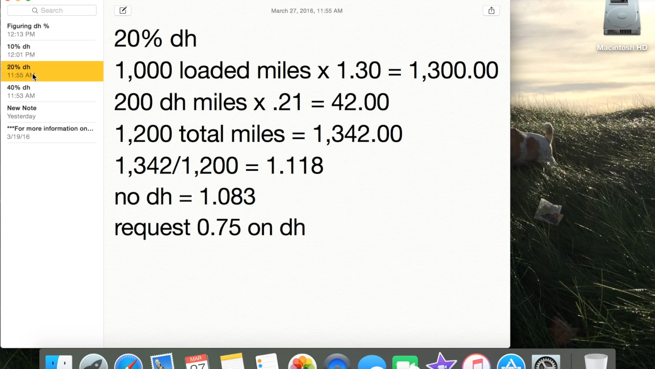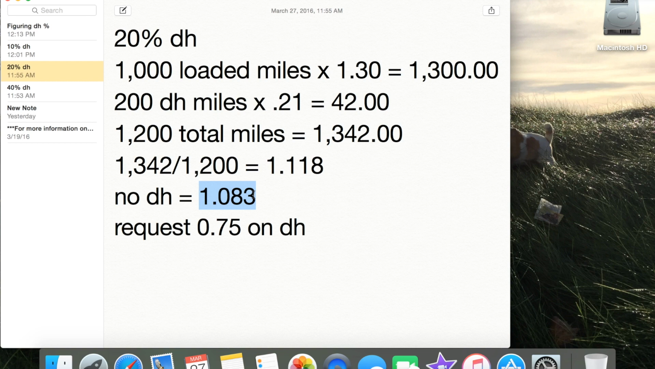Then I have a 20% deadhead calculated here. You have 1,000 loaded miles at your $1.30 a mile, which gives you your $1,300. Then 200 deadhead miles at 21 cents a mile gives you $42 for your deadhead. So total miles driven will be 1,200, and we would make $1,342 total on a load like this. So $1,342 divided by a total of 1,200 miles driven drops your rate per mile down to $1.11, or if you round up, $1.12 per mile. So it dropped from $1.30 to $1.11. Now if your company doesn't pay deadhead, this is what it would drop down to: $1.08 per mile.